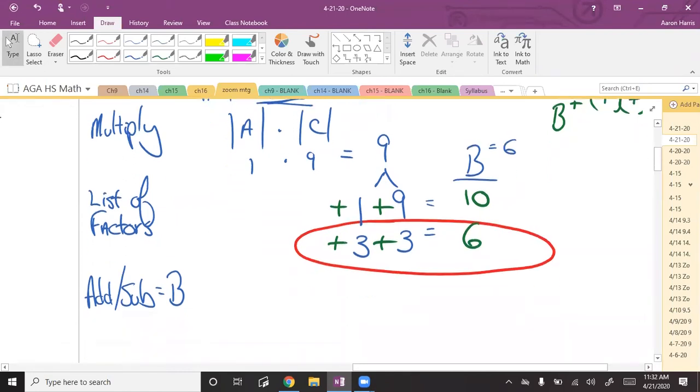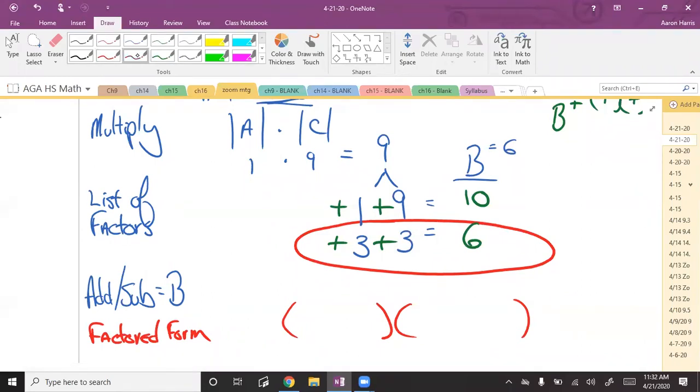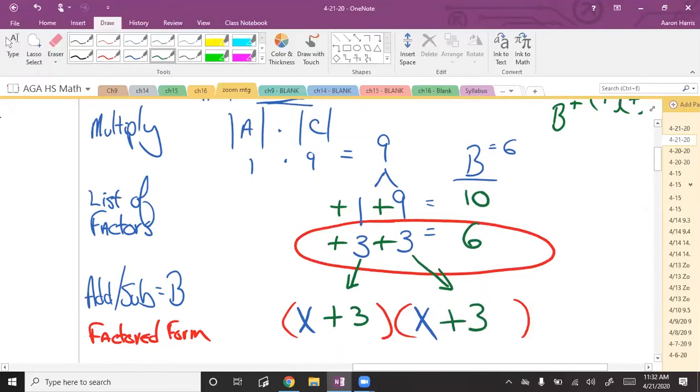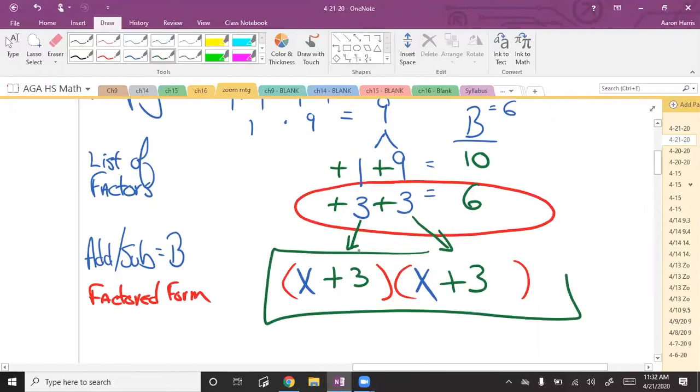So now I can make my binomials. This is my factored form. What goes in for the first term every single time? X. So I put X. Now I fill in this 3 here and that 3 there. So I get X plus 3, X plus 3. And have you factored it completely? Yes. Yay. So that's the original way.